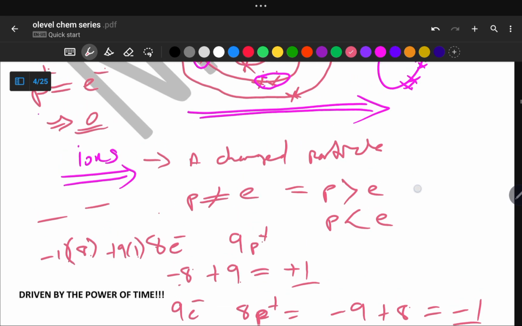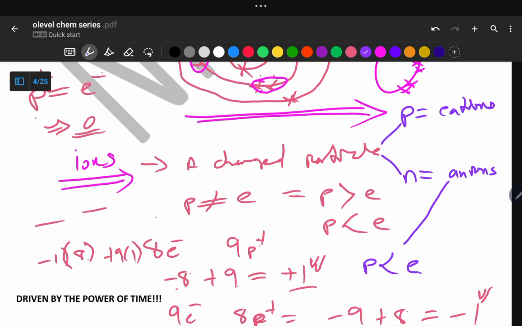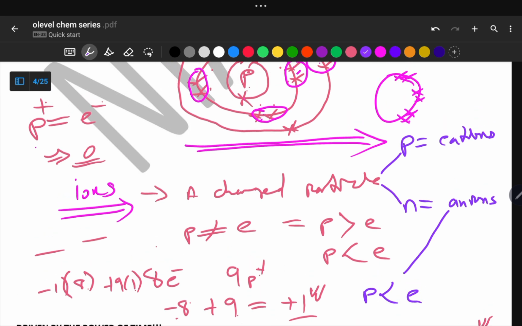The ions are going to be classified as either positive or negative. Right? So positive ions are what you call the cations, and negative ions are what you call the anions. For anions, we are having protons less than electrons, and for cations, we are having protons greater than electrons, for us to have an overall charge of a positive, and for us to have an overall charge of a negative sign. Are we together, guys?